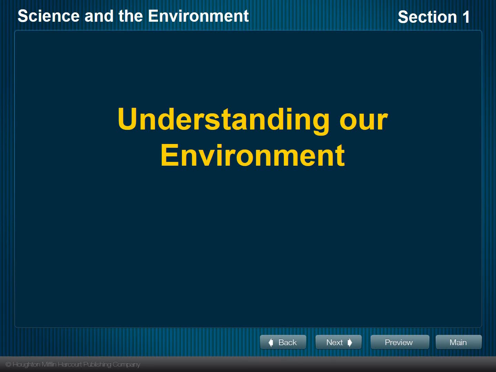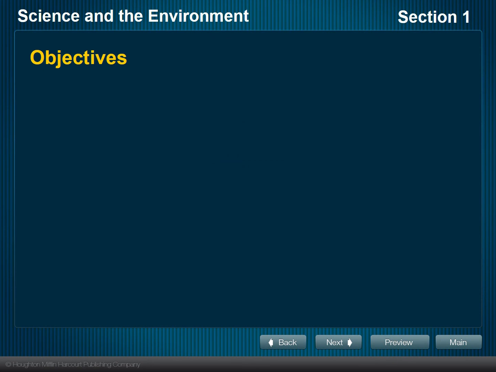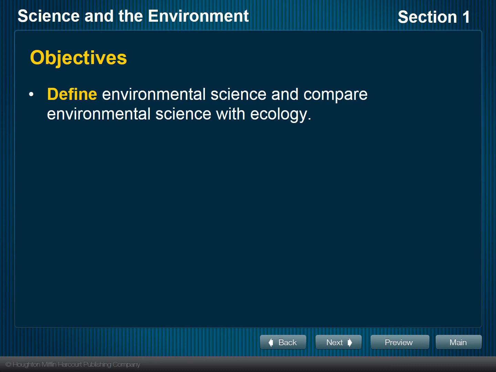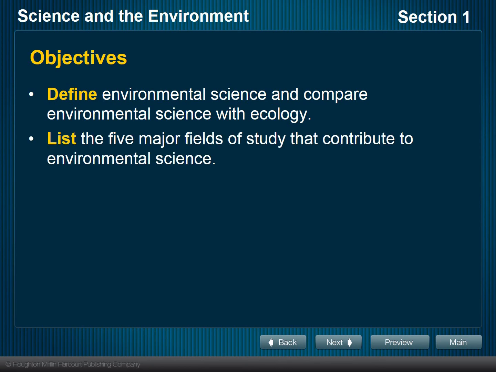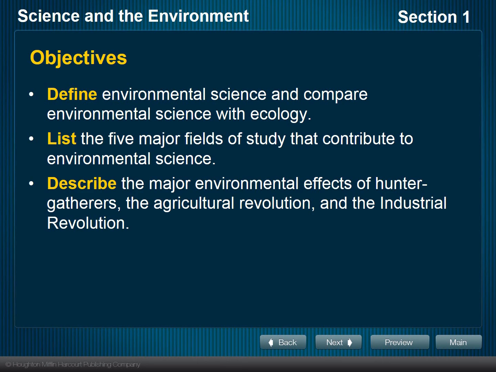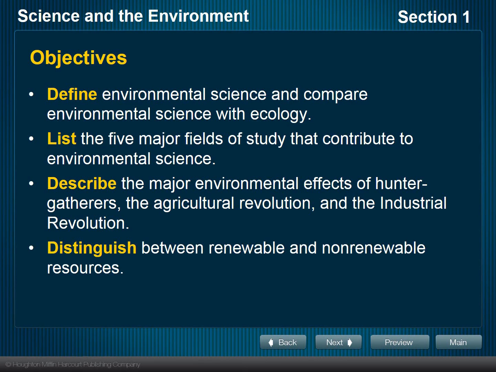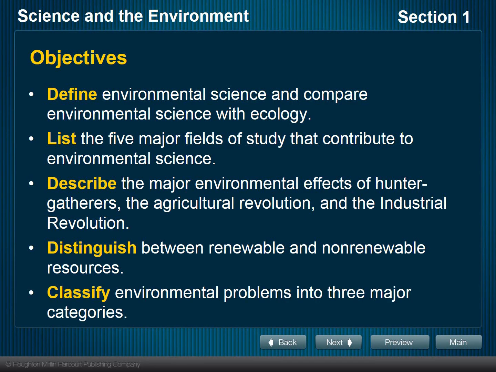Today we will be discussing Chapter 1, Section 1. When you finish this portion of the lesson, you should be able to define environmental science and compare environmental science with ecology, list the 5 major fields of study that contribute to environmental science, describe the major environmental effects of hunter-gatherers, the agricultural revolution, and the industrial revolution, distinguish between renewable and non-renewable resources, and classify environmental problems into 3 major categories.